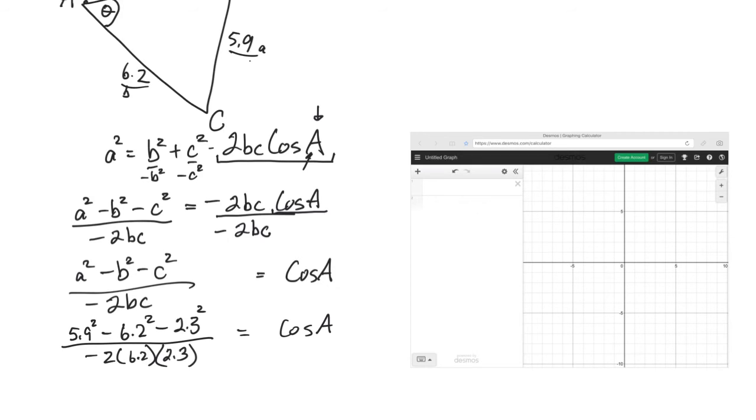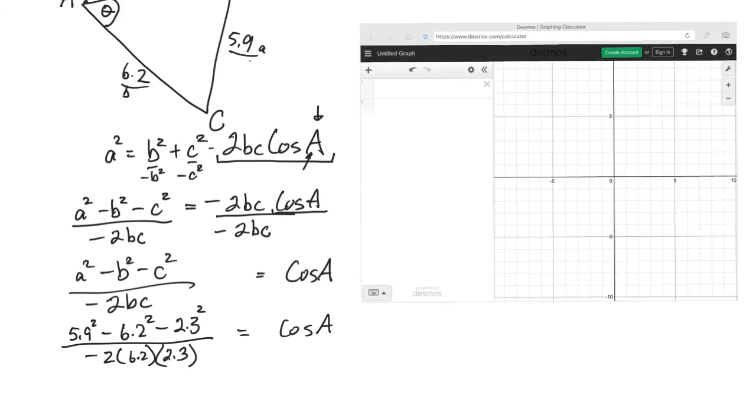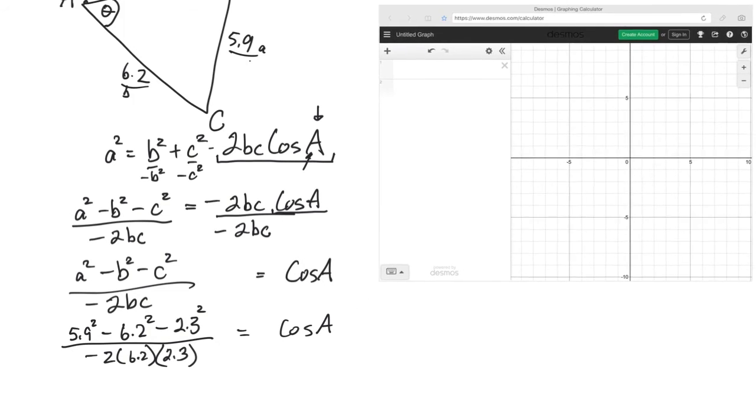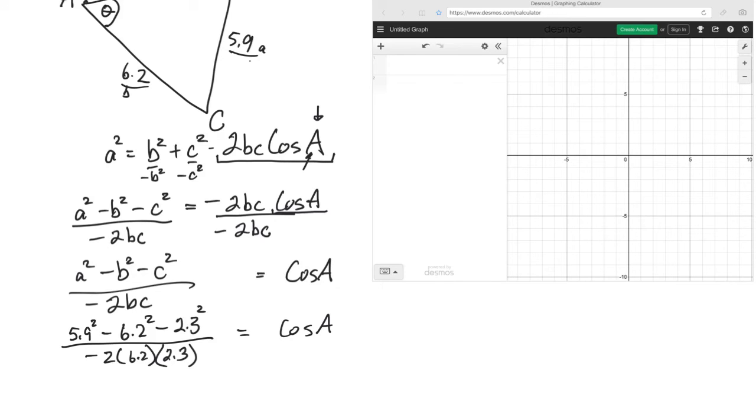Now, if you're using decimals, which I like to use, what you need to do now is solve for A. So I'm going to arc cos both sides. I'll arc cos this side, and that'll cancel that out, but then I have to arc cos this side. Now I'm just going to plug all that in. You can do this on a graphing calculator too. Let me make sure that this is in degree mode.